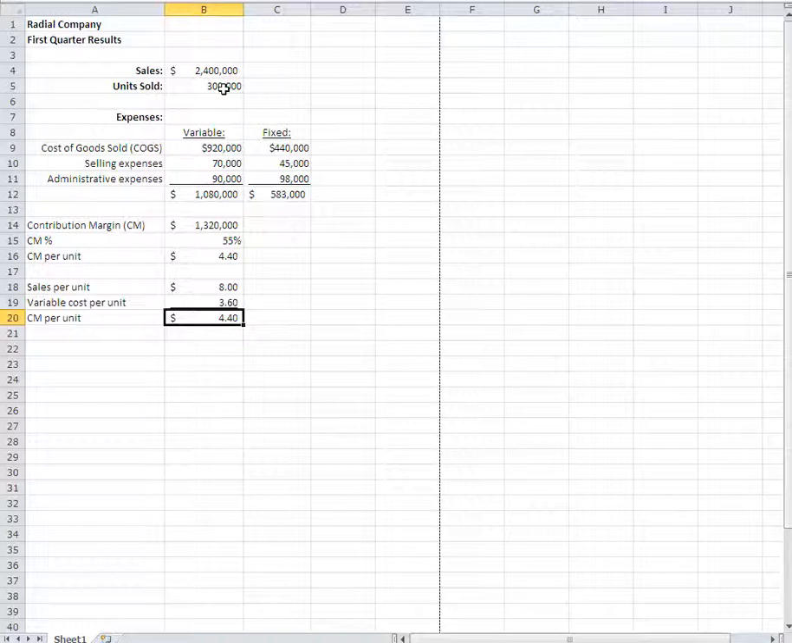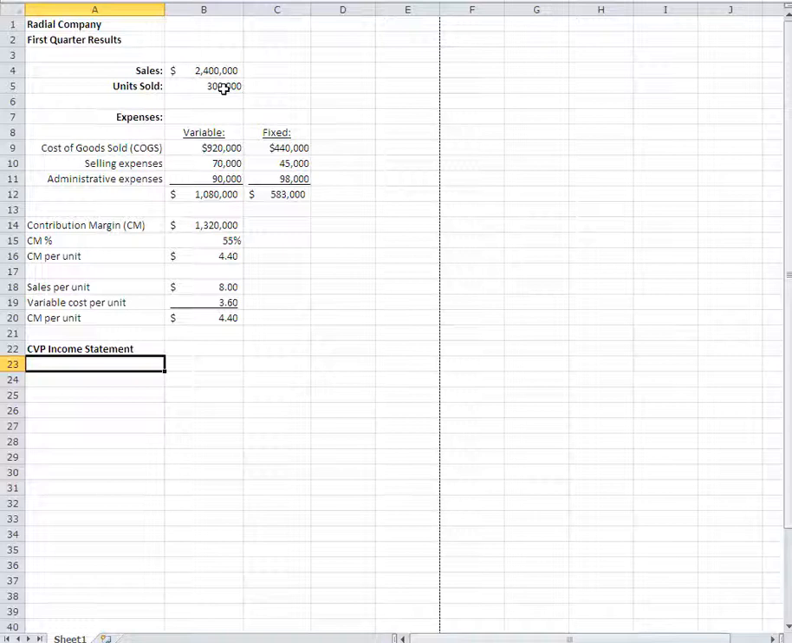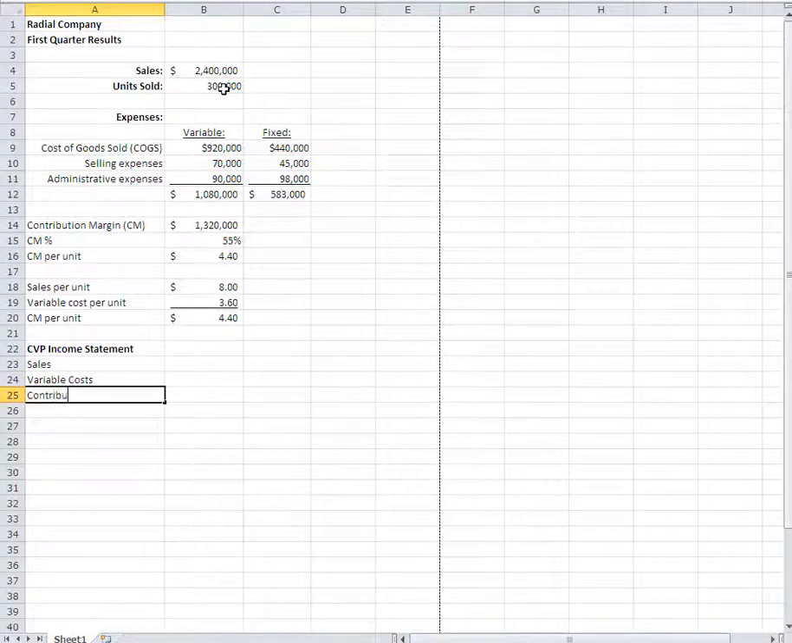Now that we understand contribution margin, we can look at the CVP income statement. What a CVP income statement is, is just a different way to look at the income statement than we would traditionally do it, and it's a way to break out variable and fixed costs and help us analyze our costs a little bit differently, and it also gives us a contribution margin measure that we just calculated. So you would take your sales, subtract out your variable costs, that gives us our contribution margin, then take out our fixed expenses to get our net income.